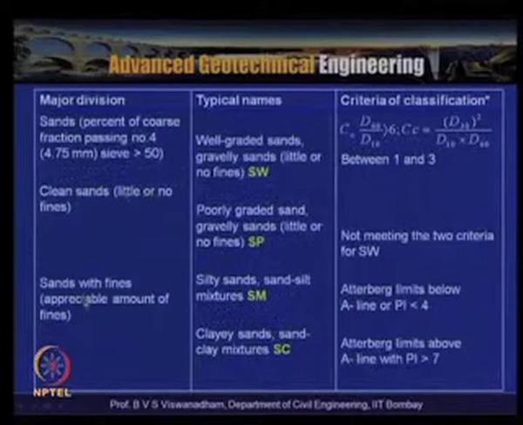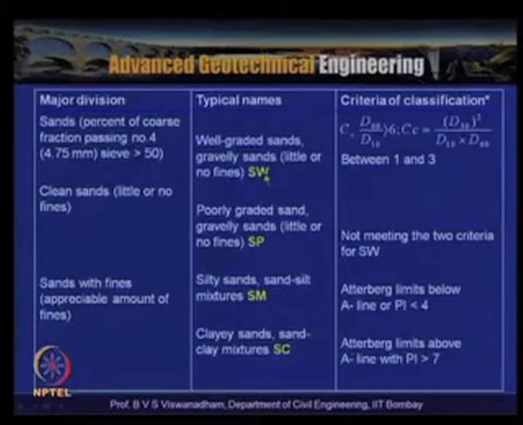Similarly, here for sand, a similar trend has been adopted: SW, SP, SM and SC. Here, as I discussed earlier, CU value more than 6 and CC value between 1 and 3. And for not meeting the two criteria, in this case poorly graded and CC value not between 1 and 3, it is said to be SP.